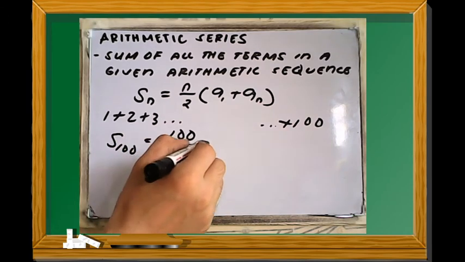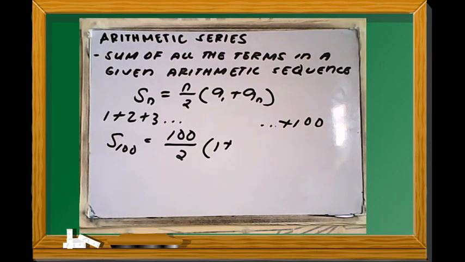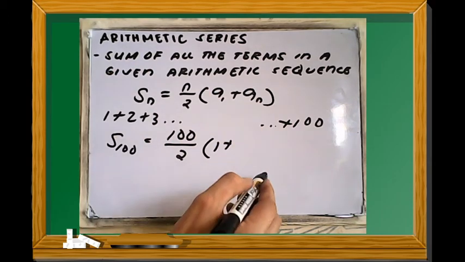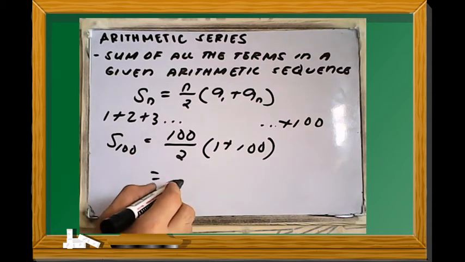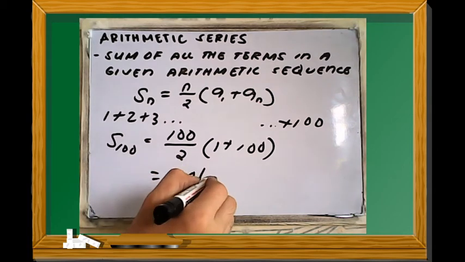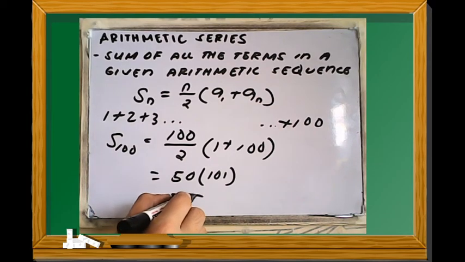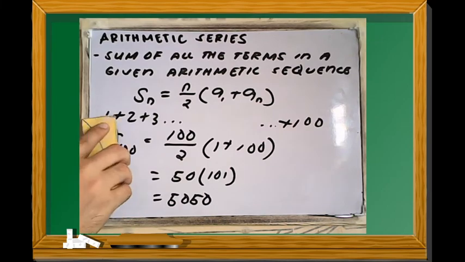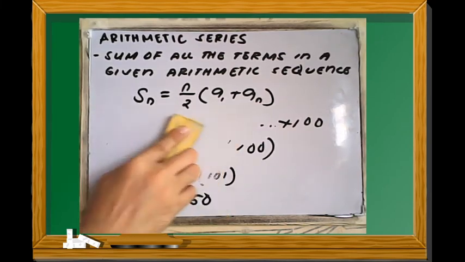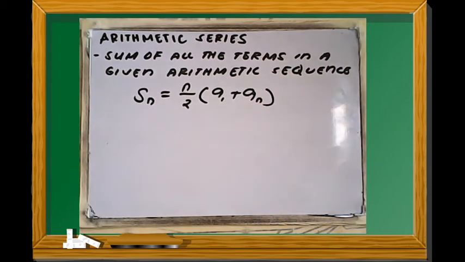And then we have to divide by 2. And then a sub 1 is 1. The value of our 100th term is 100. So we divide 100 by 2, that is 50. And then 100 plus 1 is 101. That is 5,050. So that is the application of the formula in arithmetic series. Another example.